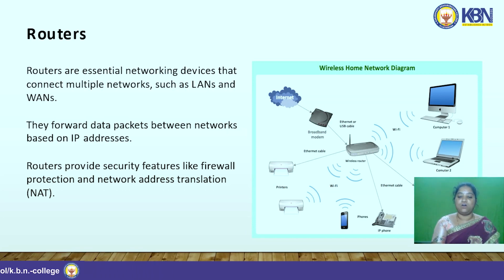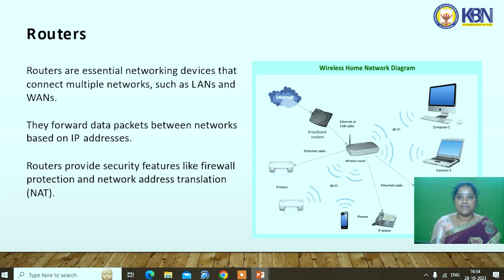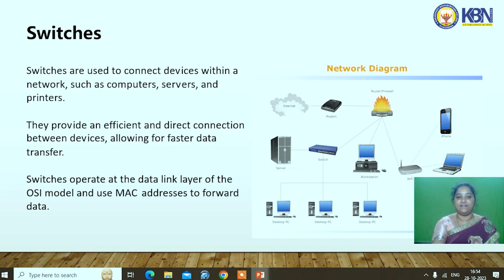And one of the main examples is the firewall. The firewall and routers are wireless home network devices, and they help to protect our network and translate the data, that is network address translation, NAT.